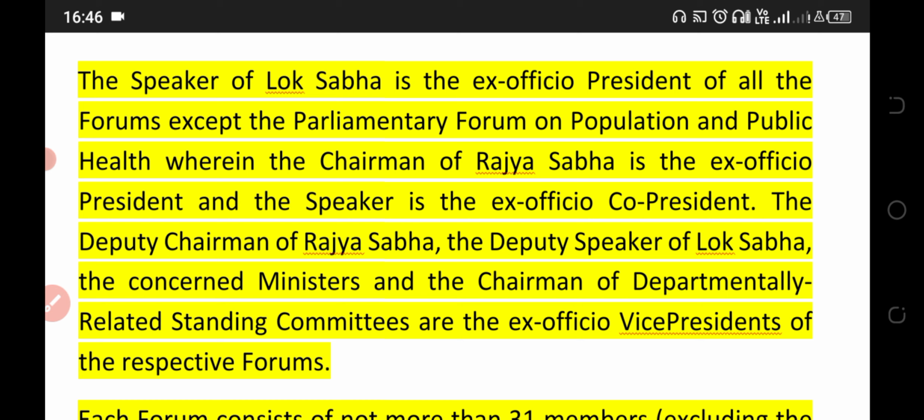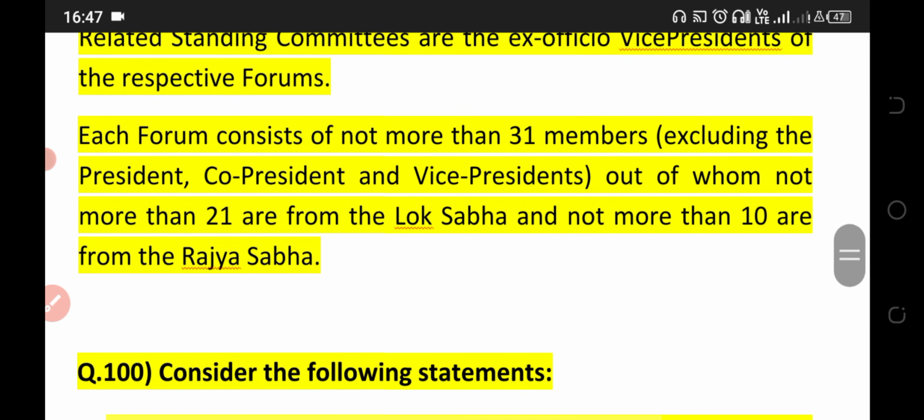The Deputy Chairman of the Rajya Sabha and the Deputy Speaker of Lok Sabha are the co-presidents. The concerned minister and the chairman of the departmentally related standing committee are the ex officio vice presidents of the respective forum. Each forum consists of not more than 31 members, excluding the president, co-president, and vice president, out of whom not more than 21 are from Lok Sabha and not more than 10 from Rajya Sabha.